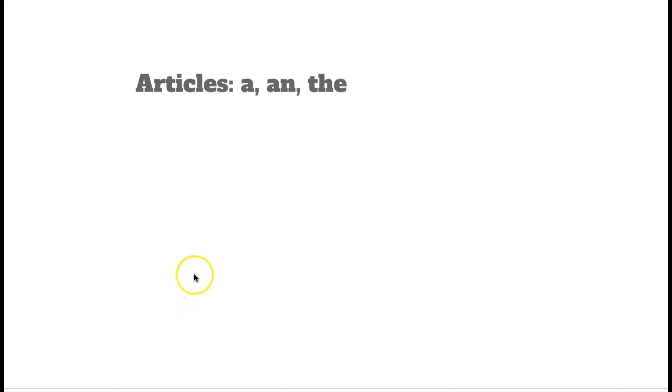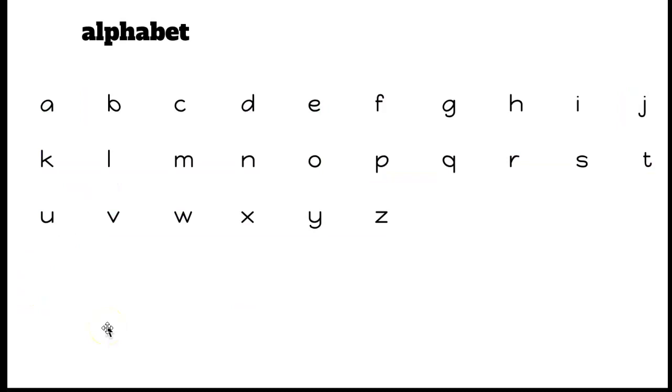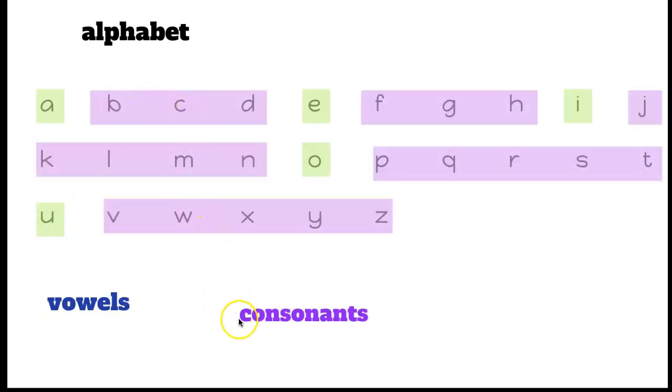Now we're going to look at articles. And the articles in English are a, an, and the. We use these with nouns. Before we talk more about the articles, let's take a quick look at the alphabet. The vowels in the alphabet are A, E, I, O, and U. Those are called vowels. The rest of the letters in purple are called consonants. Now, these letters are important when we talk about the articles.